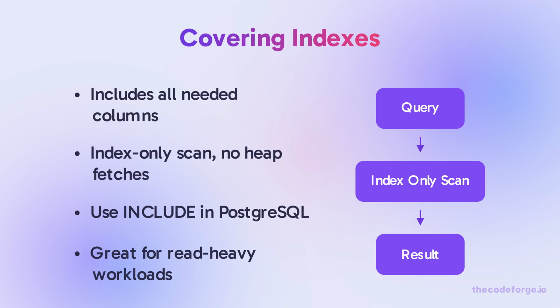A covering index includes all columns needed by a query, so the database never has to touch the table. That's an index-only scan. In PostgreSQL, use the INCLUDE clause to add extra columns without expanding the tree. This can turn a 12-second query into 3 milliseconds, but use them sparingly because they increase write overhead.